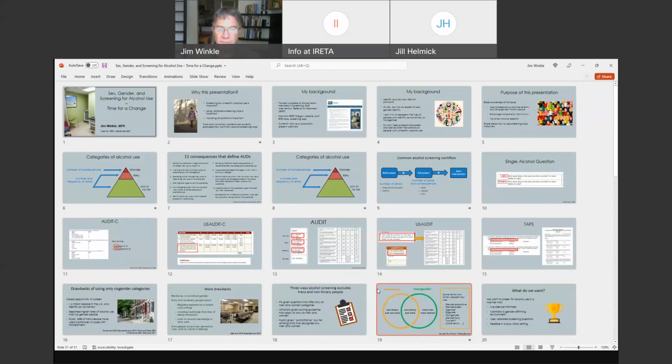Great. Okay, next question. I've always liked the CAGE questions. Would this not be helpful here? CAGE questions are great. It's a validated tool. The problem is CAGE only asks about consequences. It's pretty good at identifying possible disorder, but it doesn't ask about quantity or number of drinks. And so it's missing risky drinkers. So it's a good tool to use in addition to something like the AUDIT-C, but the CAGE itself I didn't really go over here because when questions ask about consequences associated with use, they're usually not gendered. So it's not really a problem here.